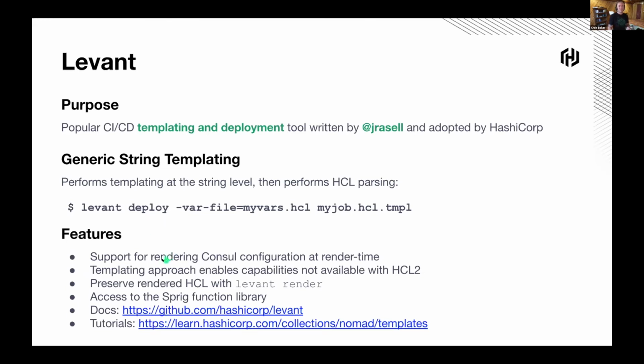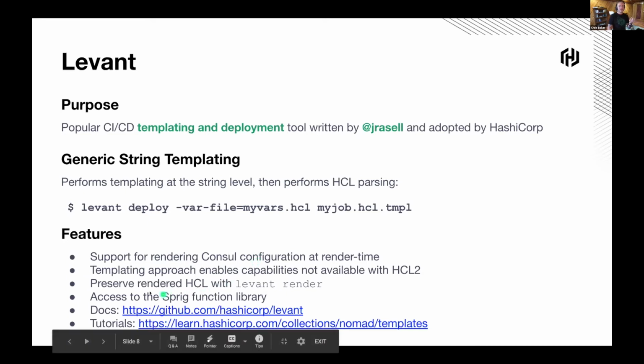It also has some nice features like rendering console configuration at render time. You can pull from console to put something into your Nomad job. And then you can also just render the HCL. You can run the Levant render command, which will give you the HCL that it would have used. And then it has access to its own function library using the Sprig standard function library. So check out the Levant project for documentation there. We also have some wonderful tutorials up on our website and on the Learn website for doing templating with Levant.